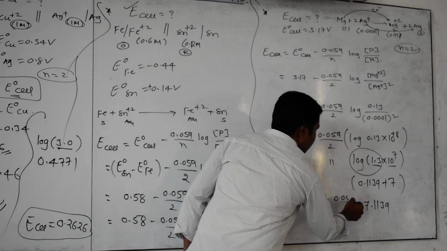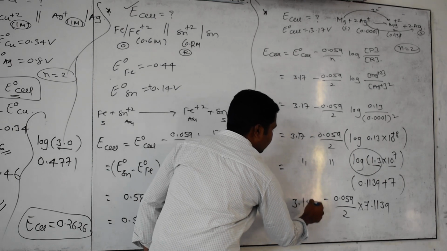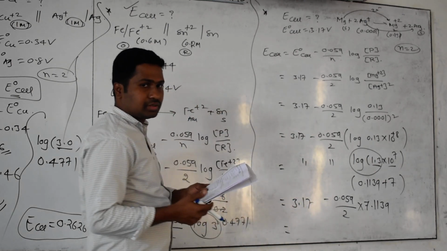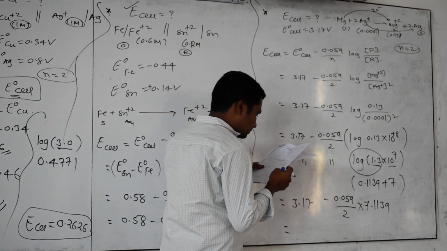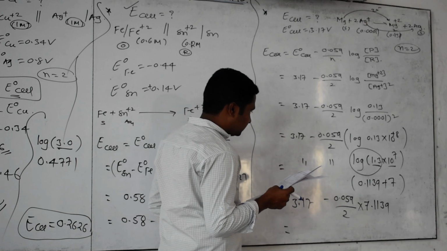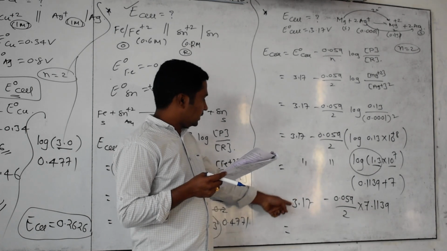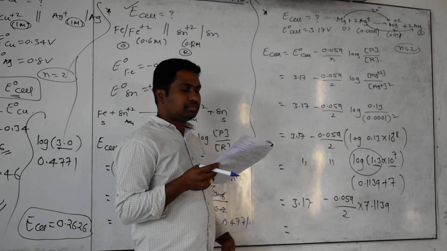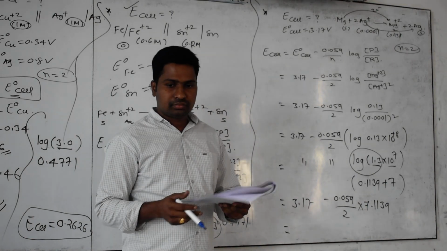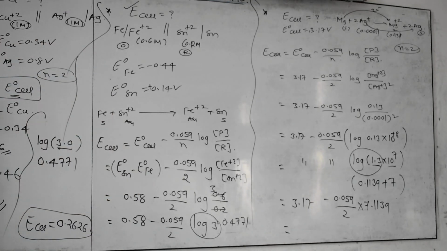Minus 0.059 by 2. This is as it is, 3.17. You do the simplification, tell me the final answer. 22 point. Is it correct? How 22 point? It's less than 3.8. 2 point something will come, check it. Yes sir? 2 point? 3 minus something, no?